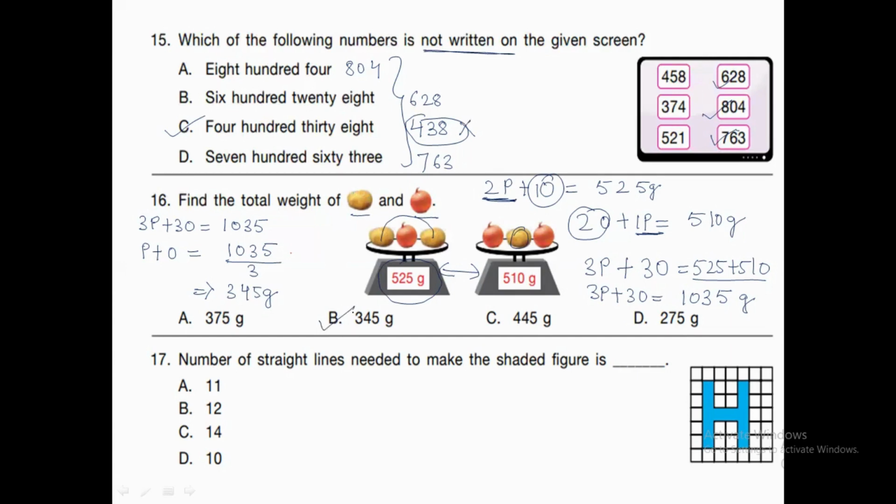The next question is that we need to count the number of straight lines needed to make the shaded figure. You can see the shaded figure over here. Now we need to count the number of straight lines. So how many straight lines are there? 1, 2, 3, 4, 5, 6, 7, 8, 9, 10. 10 straight lines are there. So what will be the correct answer? Option number D, which is 10.